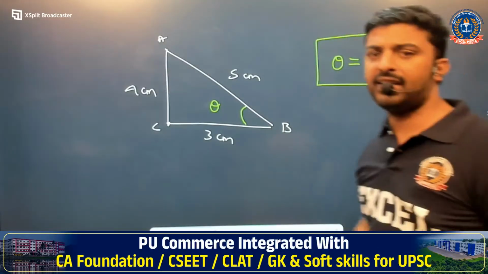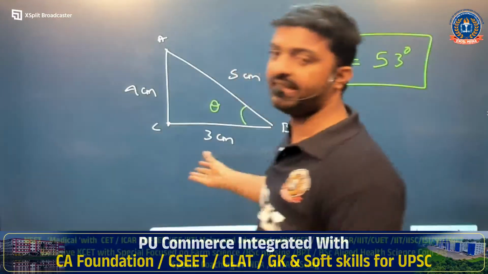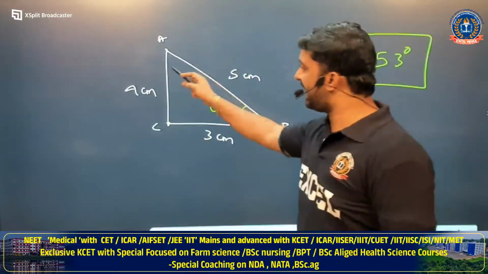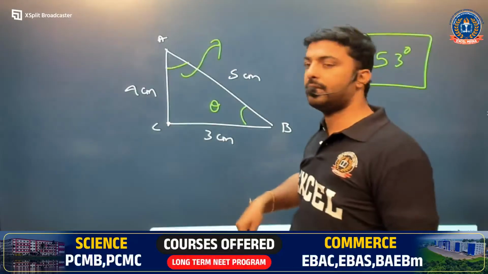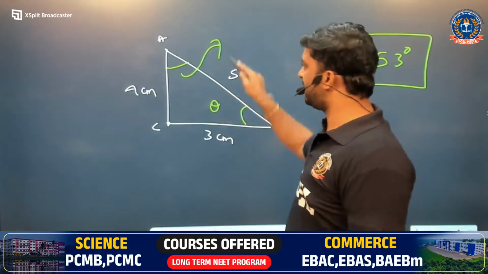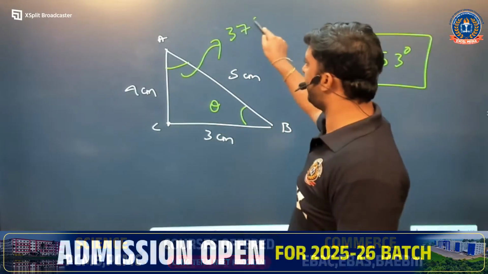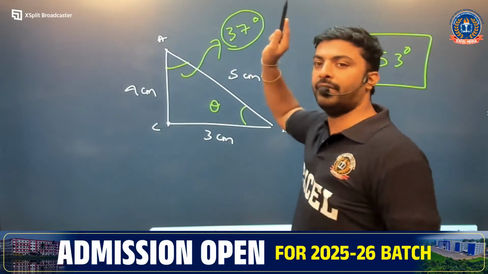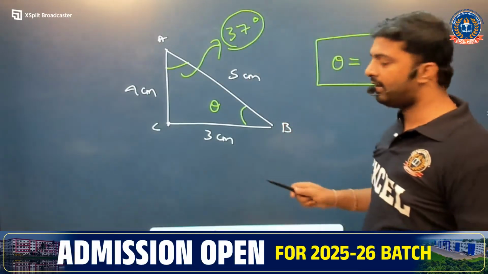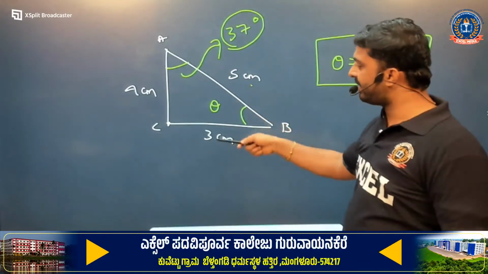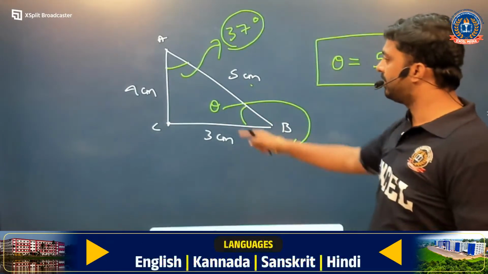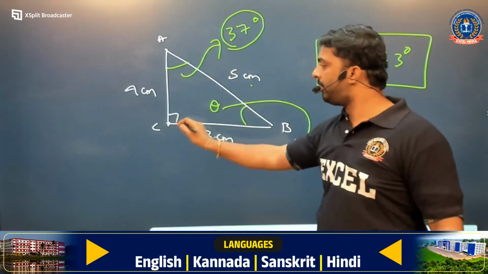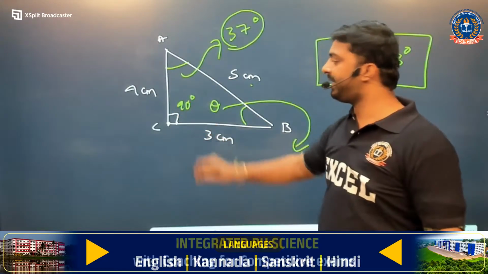If you compare the earlier triangle with this one, they are similar. What is the angle between this 4 centimeter side and 5 centimeter side? The angle is 37. If you remember this, then you can write the angle between 5 and 3. What will be the angle here? This is 37. This angle is 90.